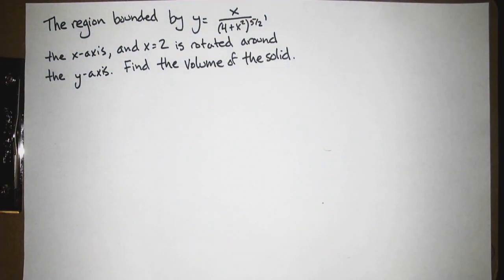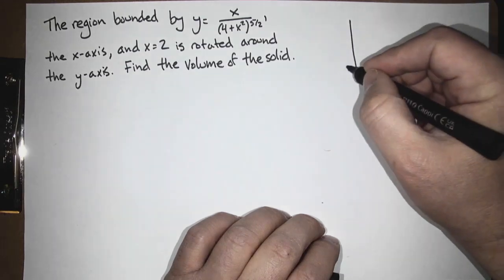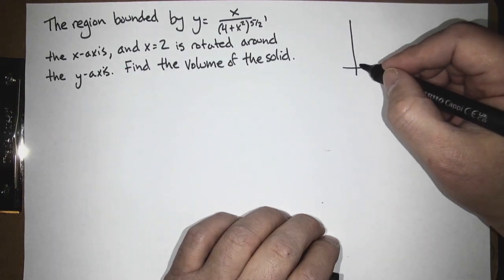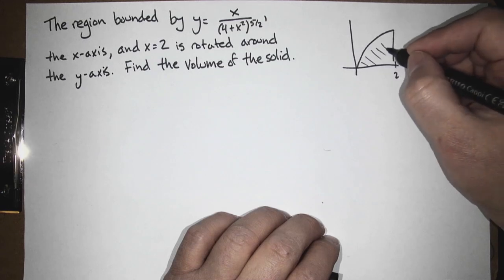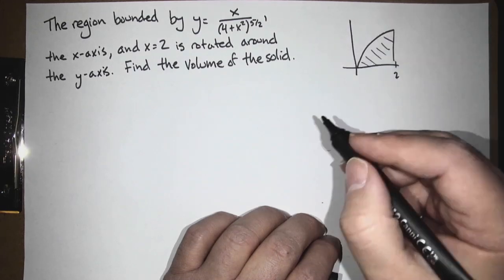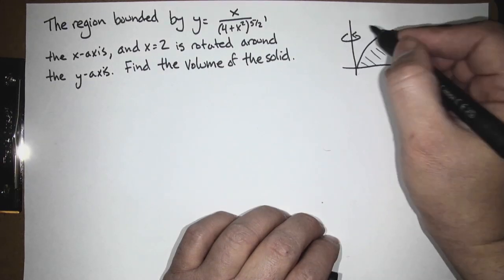The region bounded by y equals x over 4 plus x squared to the 5 halves, the x-axis, and x equals 2, is rotated around the y-axis. Find the volume of the solid. And so we have something. Here's x equals 2. So here's our region, and we're spinning around the y-axis.